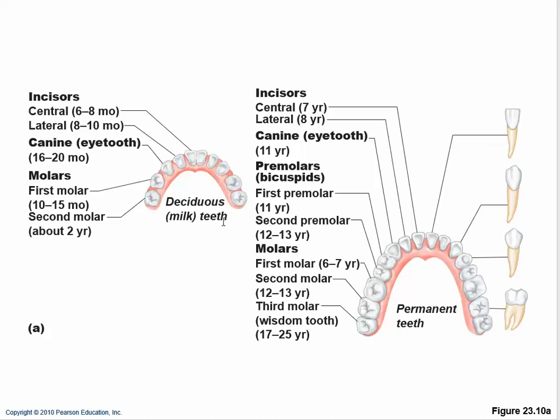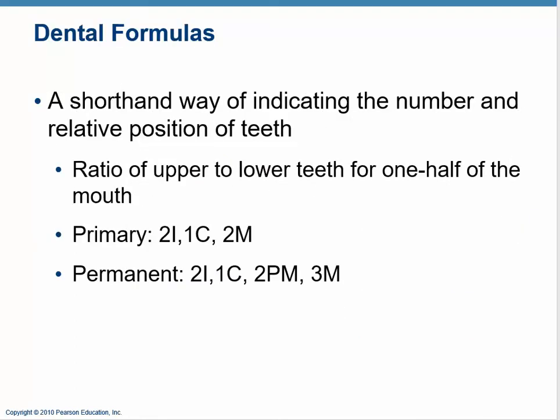Baby teeth, the deciduous teeth, we don't have as many. We have 2 incisors, a canine, and first and second molars on each side. We don't get the premolars or anything like that. So we have 5, 10, 15, 20 in the quarters. They are written like this: 2I, 1C, 2M for baby teeth, or 2I, 1C, 2PM, 3M for adult teeth. That's the shorthand for each quarter of the jaw.